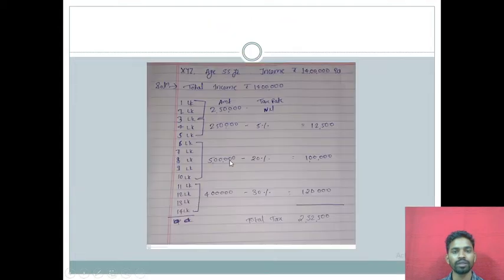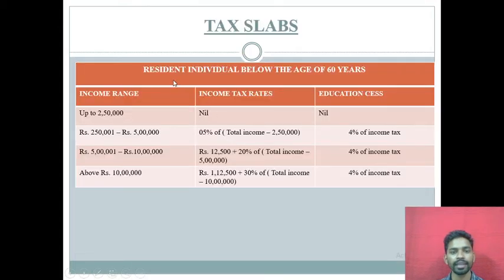Next is the last category, resident individual below the age of 60 years. Income range: these are persons having the age less than 60 years, and these are the slab rates for the tax.